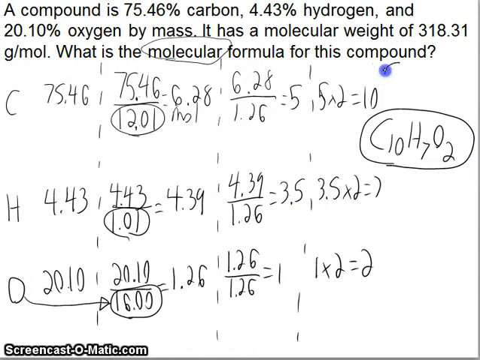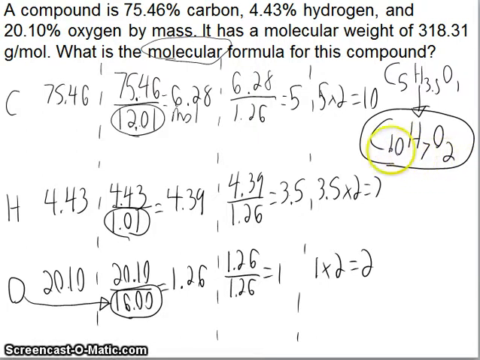Now we can't have the compound C5, H3.5, and O1. Obviously we wouldn't write the 1, but we can't have that. So in this last step, I've already multiplied until whole. I had to multiply each one of these by 2, and you get the compound C10H7O2.